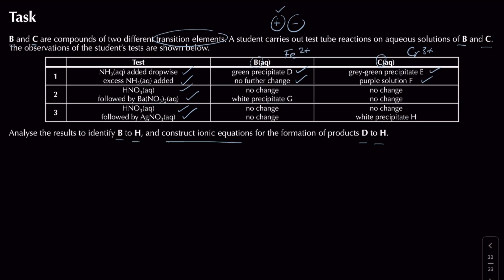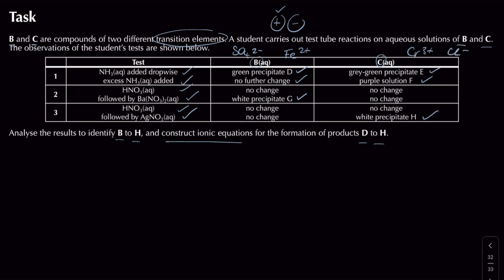What about the negative ion? Well, in B, we end up with a white precipitate when we add, of course, barium nitrate. That means, of course, we've got sulfate ions present. If we were to look at C though, we end up with no change, but a white precipitate with, of course, our silver nitrate solution. So we know, of course, we must have in there some chloride ions itself.